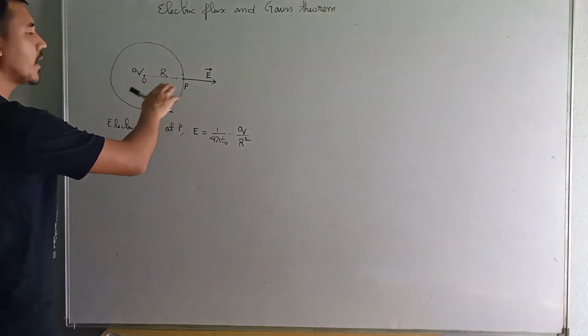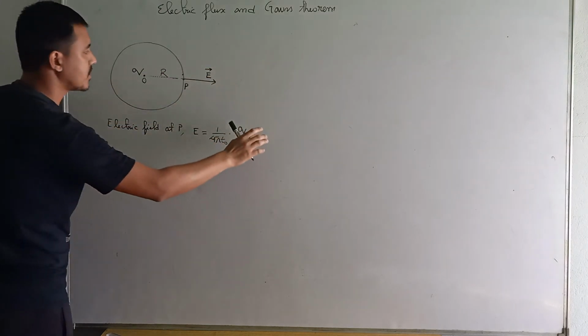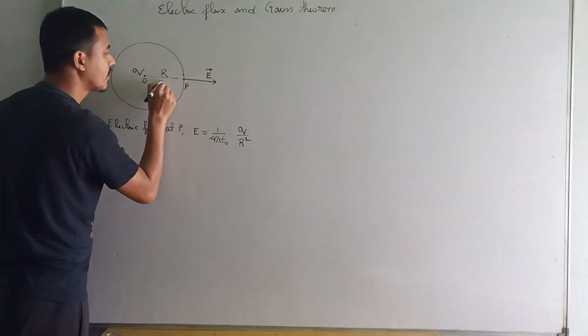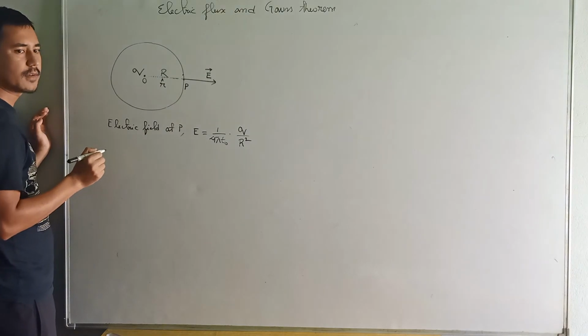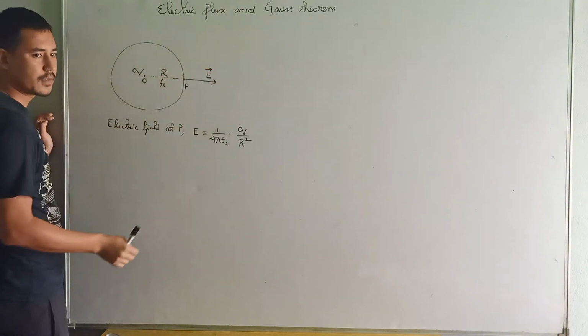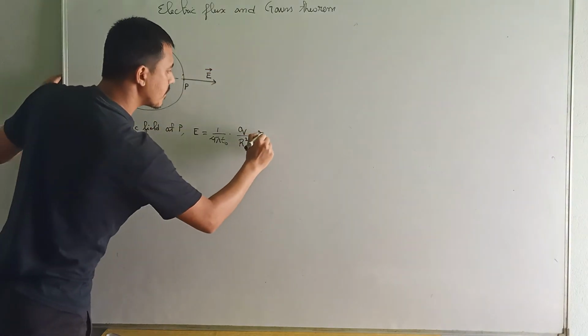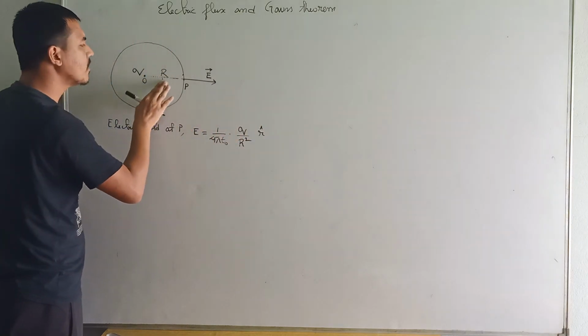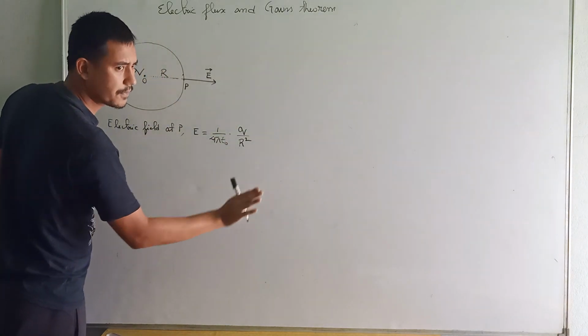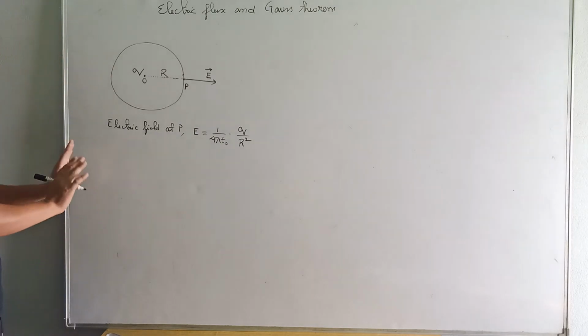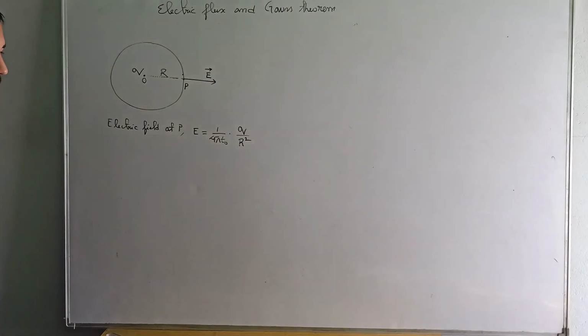You can always mention the direction. Let small r cap be a unit vector representing the direction of E. Or it's alright if you write only the magnitude for now. You can consider only the magnitude.